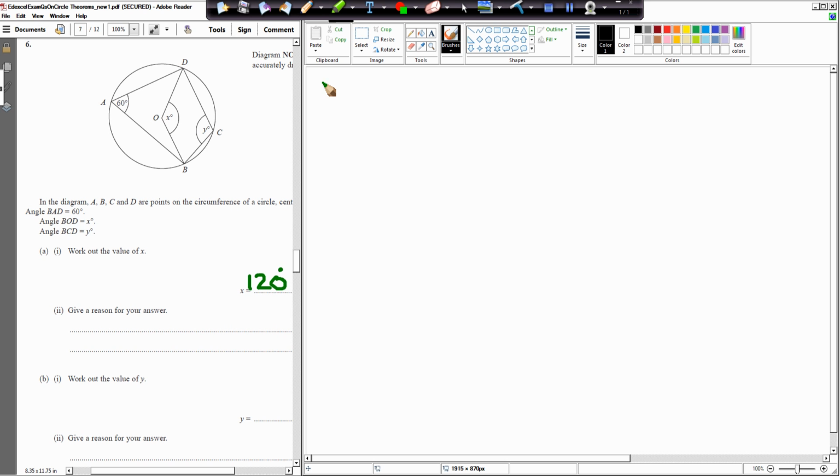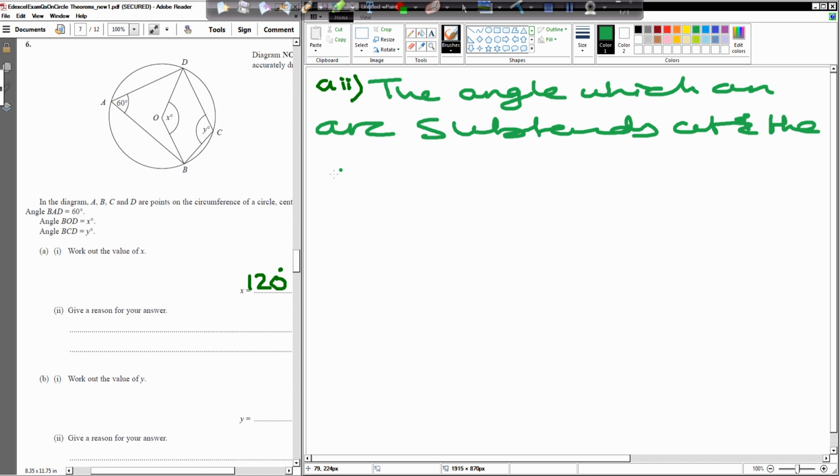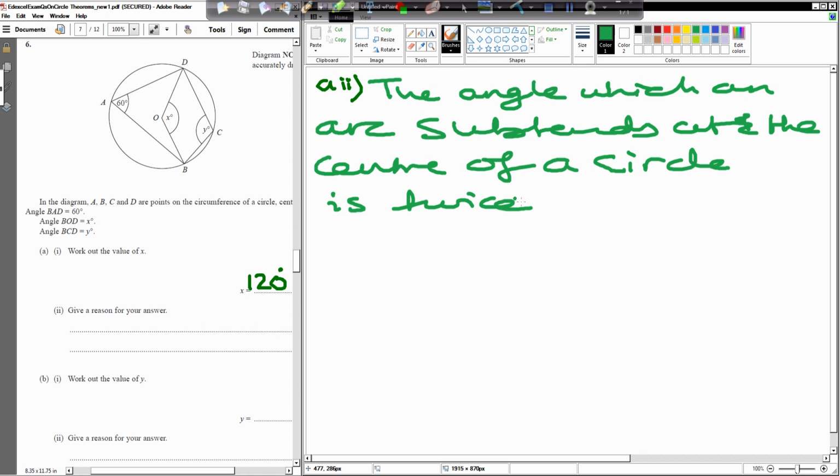Part 2. What do you say for that then? The angle which an arc subtends at the center of a circle is twice, what we just wrote, is twice the angle subtended at the circumference.